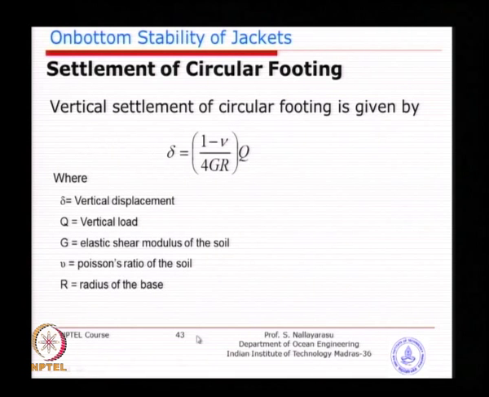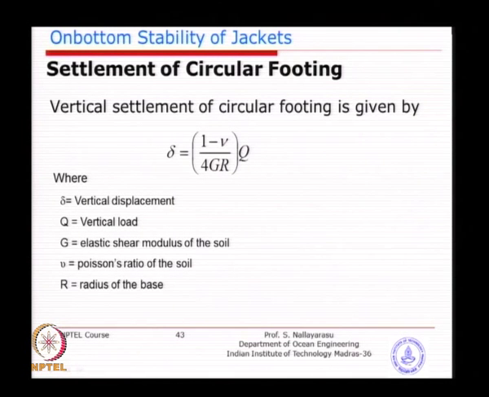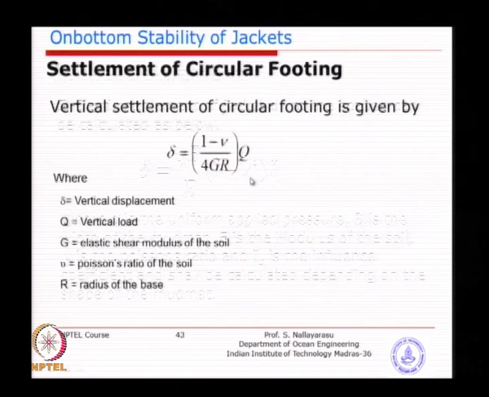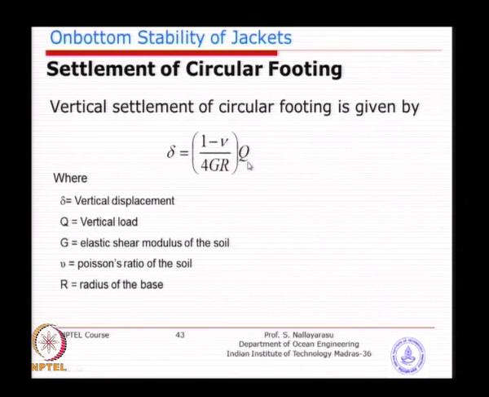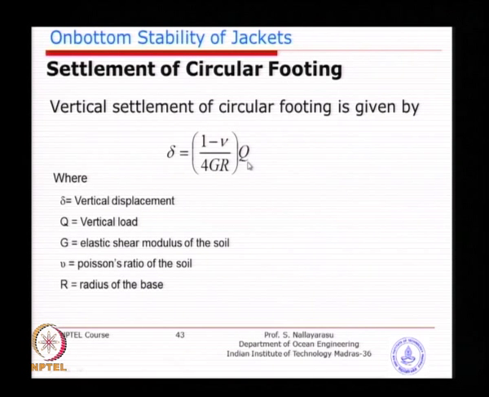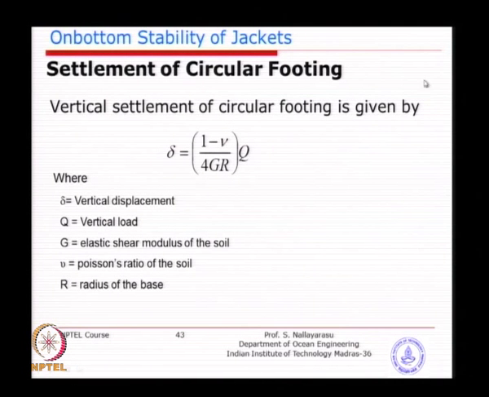API also suggests an alternative formula, instead of using these E values and mu value, a slightly modified formula. Basically, Q is the vertical load, this is for a particular corner. If you look at 4 legs, you have 4 mud mat shapes of any kind. So, you can take that and convert it into an equivalent circular shape.